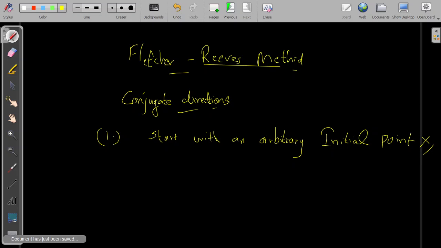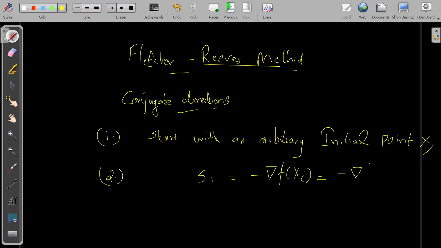Now set the first search direction. The second step is to set the first search direction S1. Here we are also making use of the direction of the gradient of a function, so the S1 direction will be the negative of the gradient of f at x1, denoted by minus del f1.